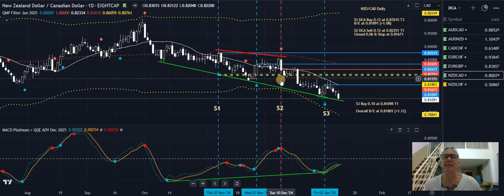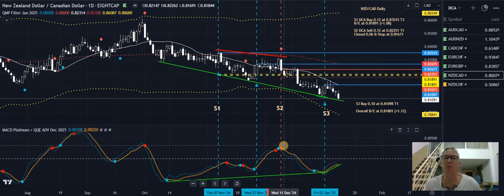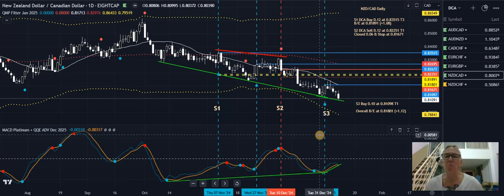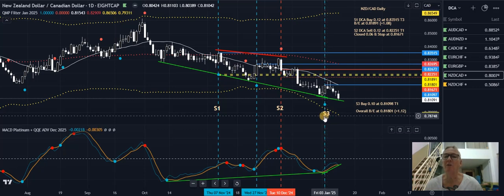Sequence 2 is a sell. Can't lose on that. It's got a stop in place. Already closed half, put a stop in place because MACD platinum went above the zero level, so just had another dig at it. Sequence 3 is a new buy. Again, MACD platinum below the zero level. Even though I'm still stuck in a buy in sequence 1, I'm going to take a sequence 3 too.